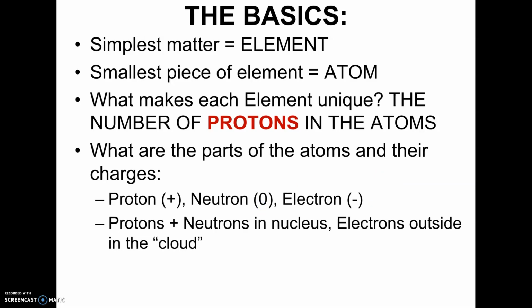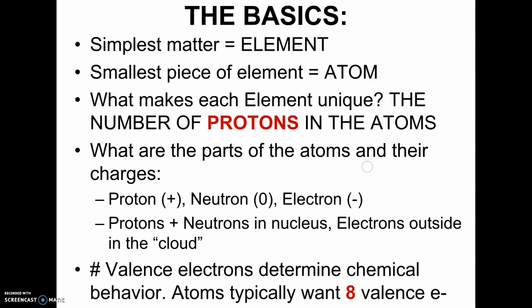Next, make sure you know the parts of the atom and their charges. I'm pretty sure everybody remembers this. Protons and neutrons are found in the nucleus. Protons are positive. Neutrons are neutral. They don't have a charge. And they compose the nucleus. There's no membrane around it or anything. They actually create a nucleus. And then the electrons with a negative charge are found around the nucleus in what we call the electron cloud.